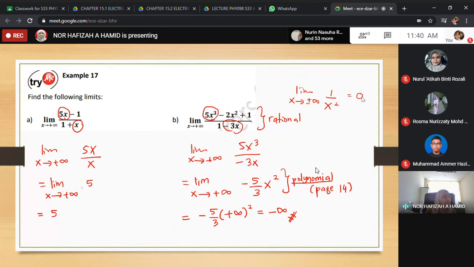Okay, so ini for limit at infinity. Next saya nak masuk continuity at a point.